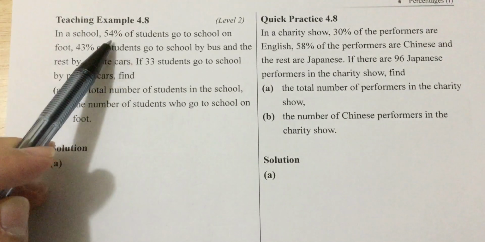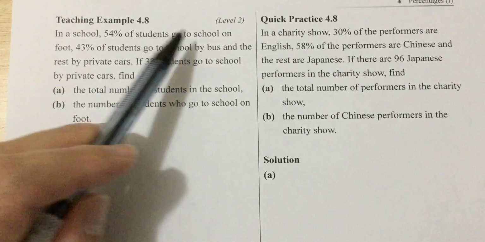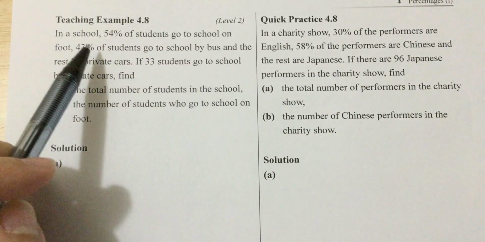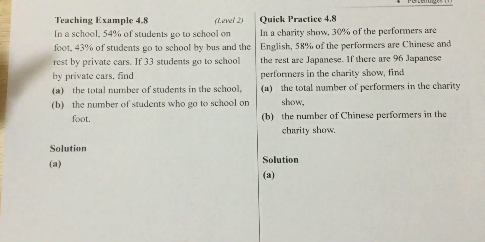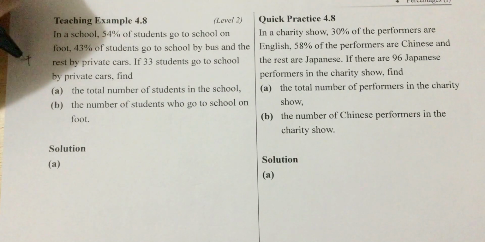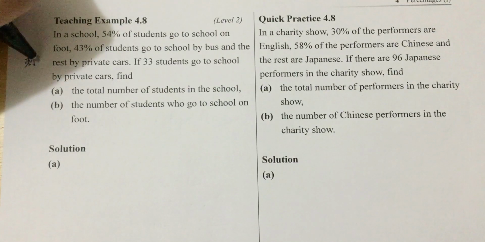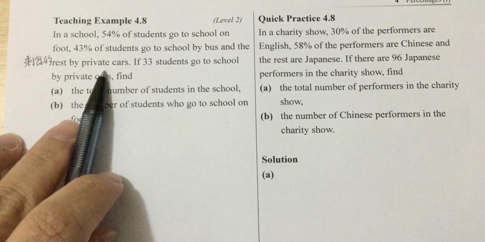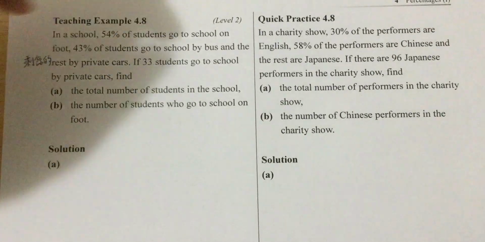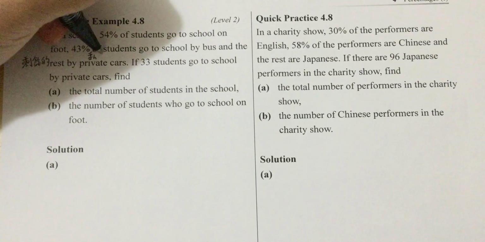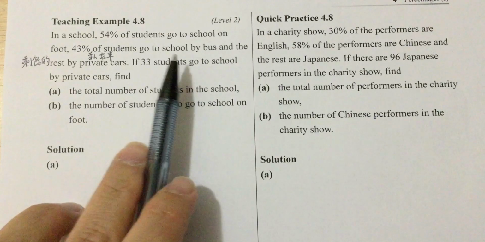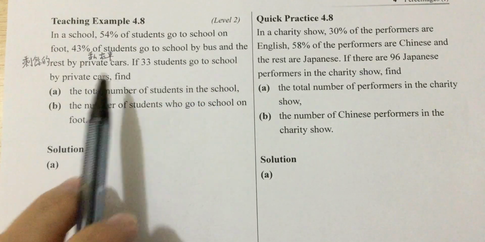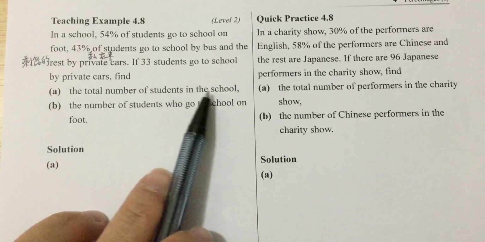In a school, 54% of students go to school on foot, and 43% of students go to school by bus, and the rest means 剩餘的, by private cars. Private cars in Chinese is called 私家車. If 33 students go to school by private cars, find the total number of students in the school.